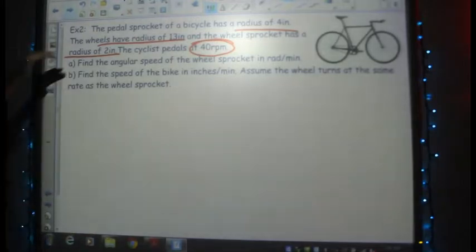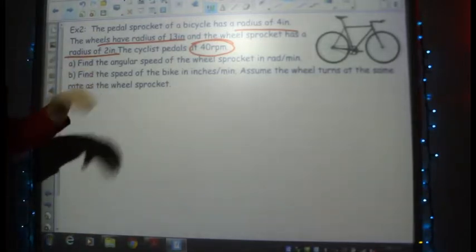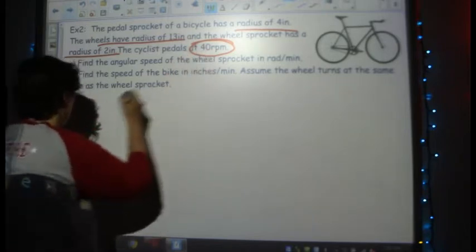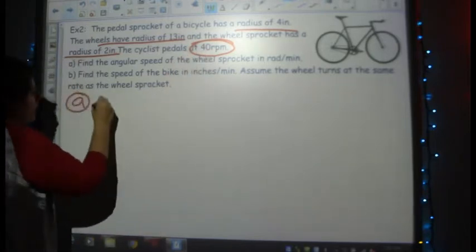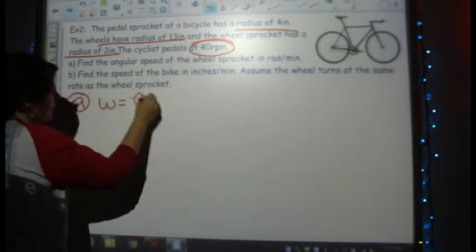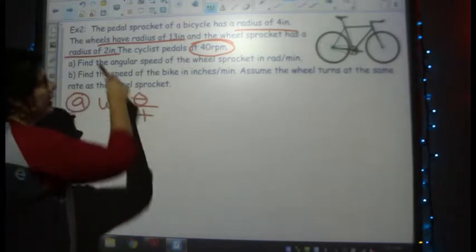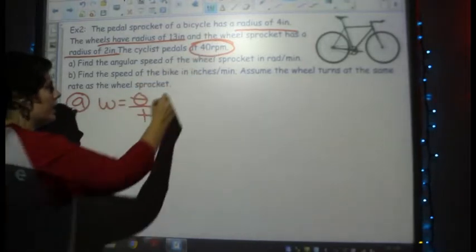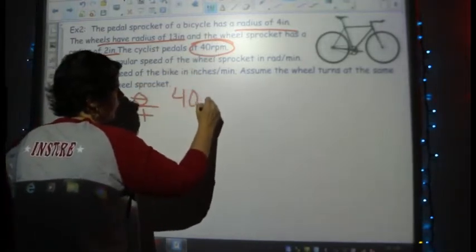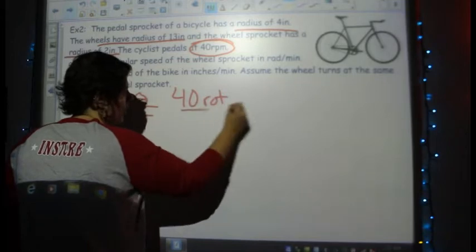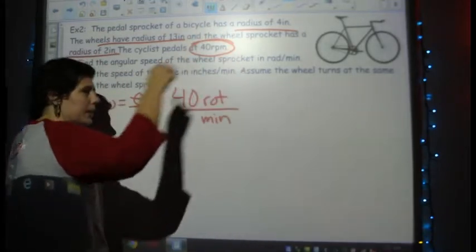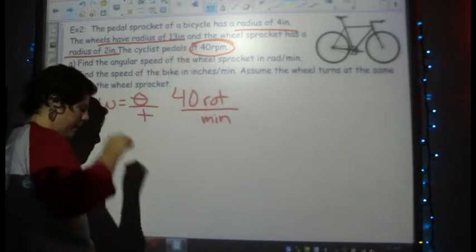For part A, it says find the angular speed of the wheel sprocket in radians per minute. All right, well again, always start with your formula. W equals theta divided by time. And the only thing that they gave us in reference to time was 40 RPMs. So they gave me 40 rotations per minute. Remember, RPMs means rotations per minute. That's how many times it goes around in a minute.